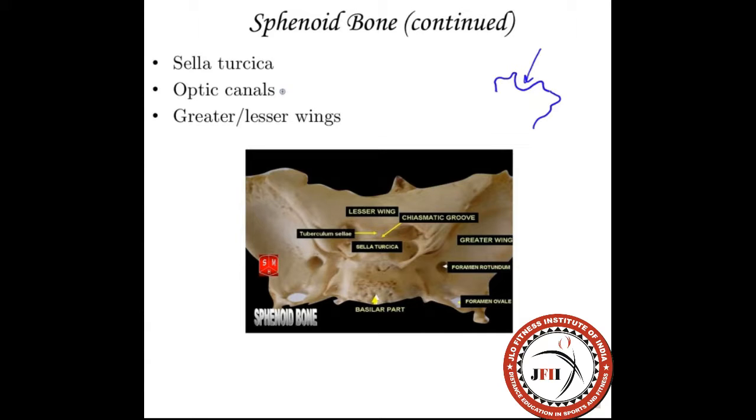The optic canals are for the optic nerves. So remember I said that the sphenoid is behind the eyes. So the optic nerves that come out from the posterior portion of the eyes, they go through the optic canals on their way to the back of the brain in the occipital lobe. And then there's greater and lesser wings. The greater wings are these big ones here. And the lesser wings are these tinier little extensions.